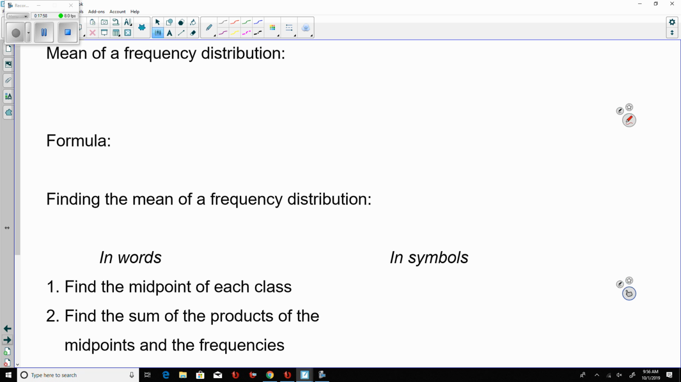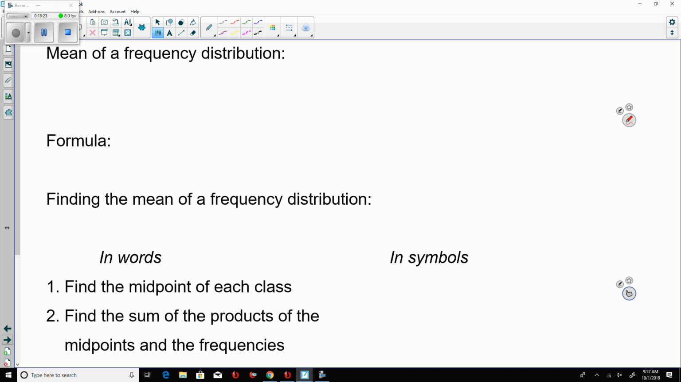So n equals the summation of f. Okay, what does that mean? That's the sum of your frequency, the pieces of data that you have. So all that stuff you need at the top of page 72, and then you should have filled in.